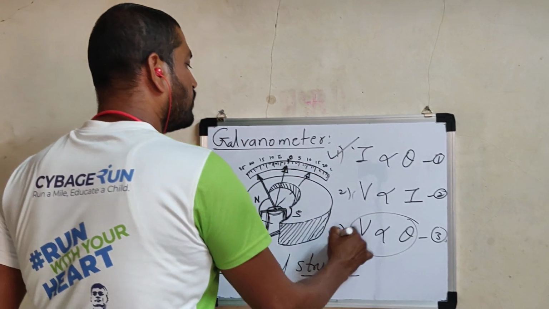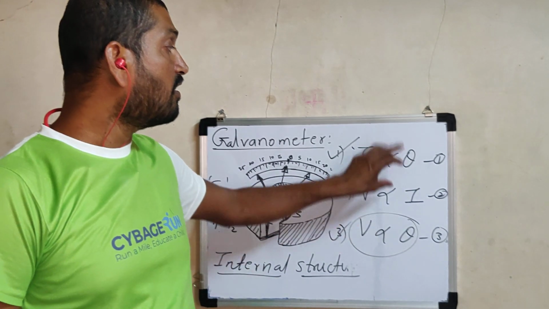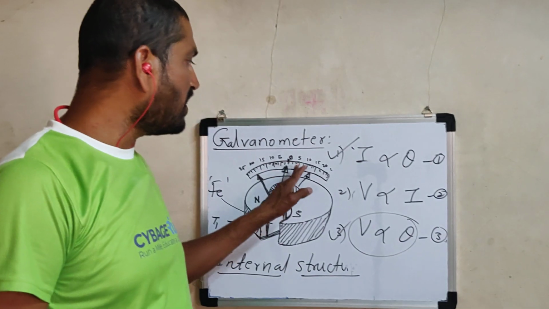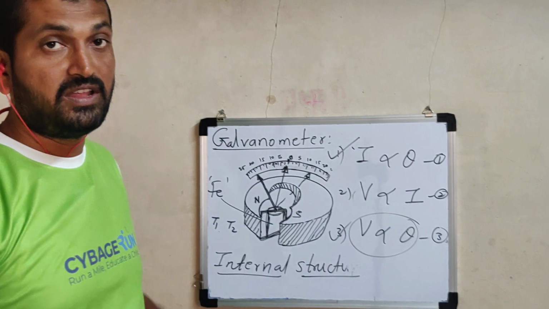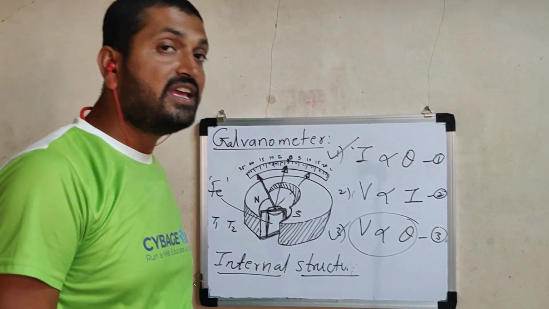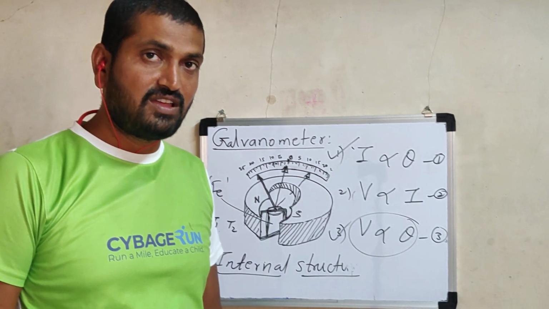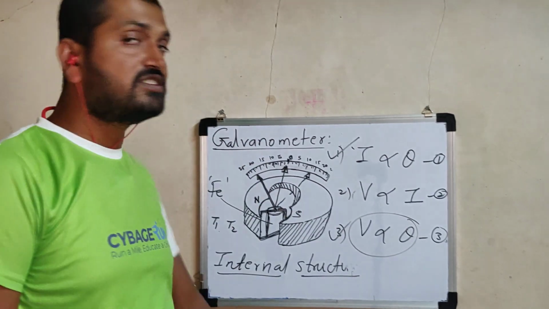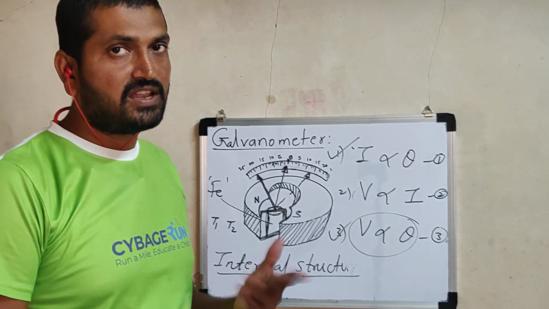From equations 1 and 2, it is clear that I is proportional to theta, and this relation helps us to measure current using a galvanometer. And number 2, V proportional to theta means that by noting the deflection, voltage can also be measured using a galvanometer, but not directly. If we try to measure current and voltage directly, there are certain limitations. Now these limitations, along with what change we have to make in this galvanometer construction so as to measure current and voltage accurately, we will consider in the next video.